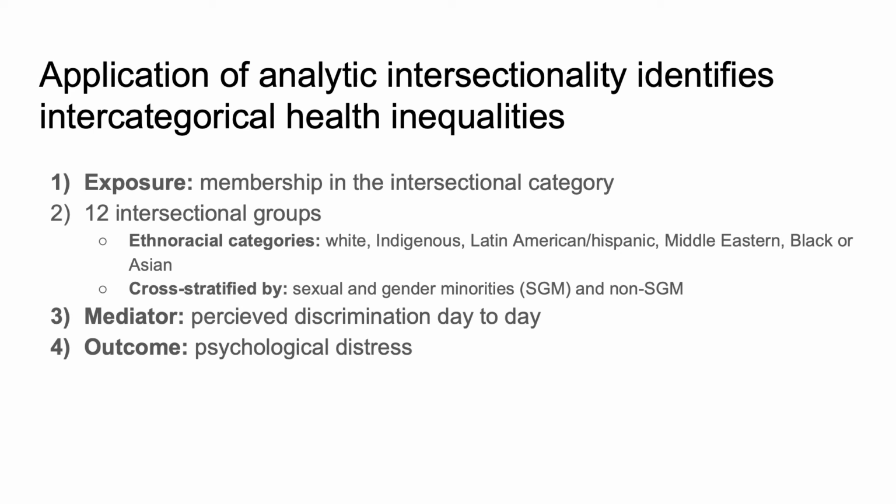The authors broke down the dataset with exposure consisting of 6 ethno-racial categories, as well as cross-stratified it by 2 sexual and gender minority categories, which are heterosexual cisgender or non-sexual gender minorities, and sexual and gender minorities. At the end, authors had a total of 12 intersectional groups. The outcome was psychological distress, and exposure was membership in an intersectional category, with perceived day-to-day discrimination as a mediator.